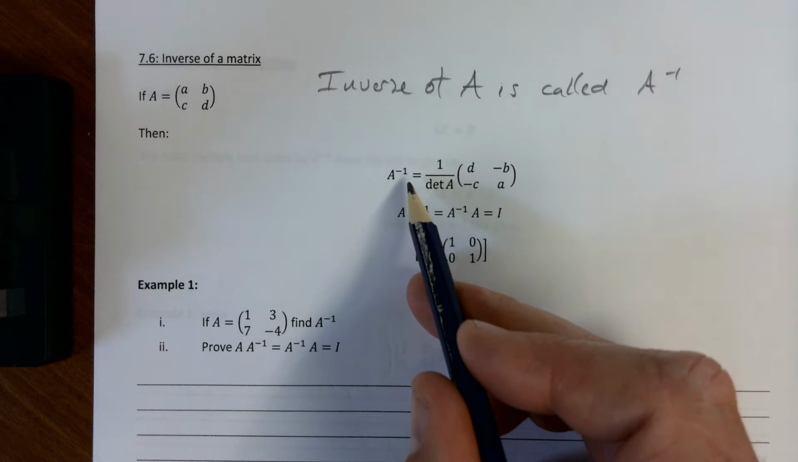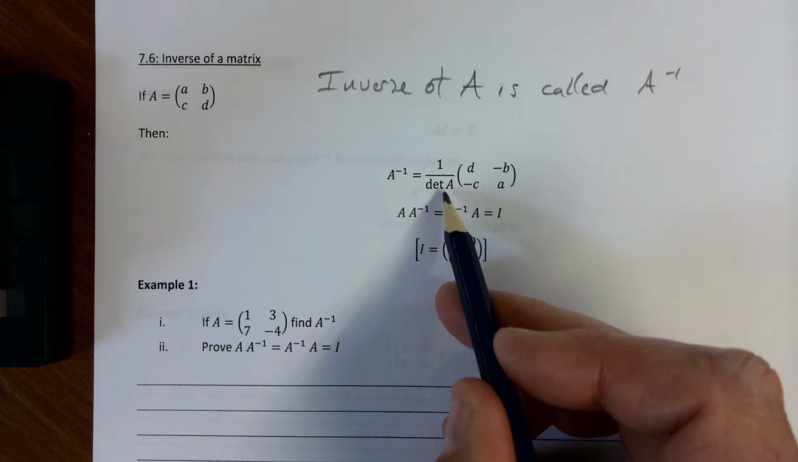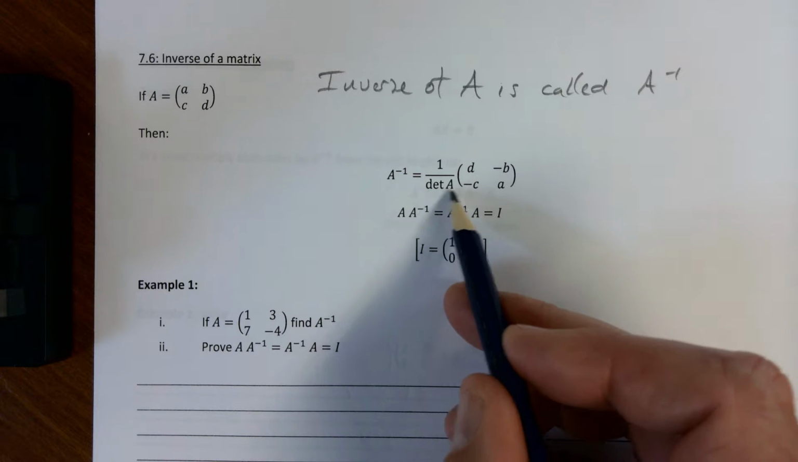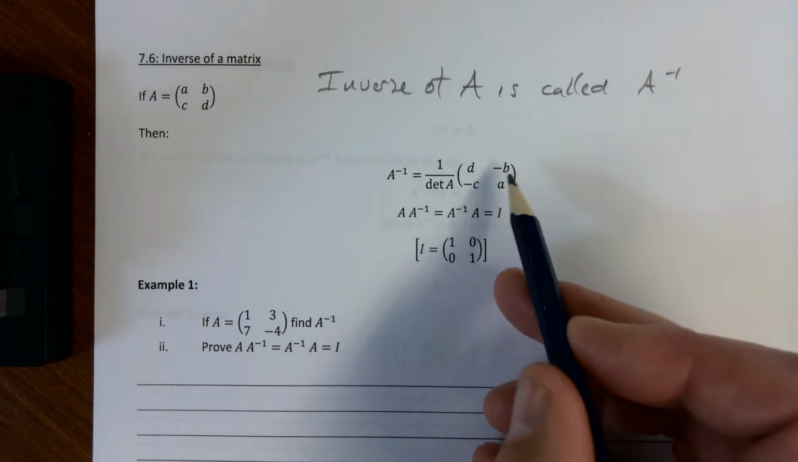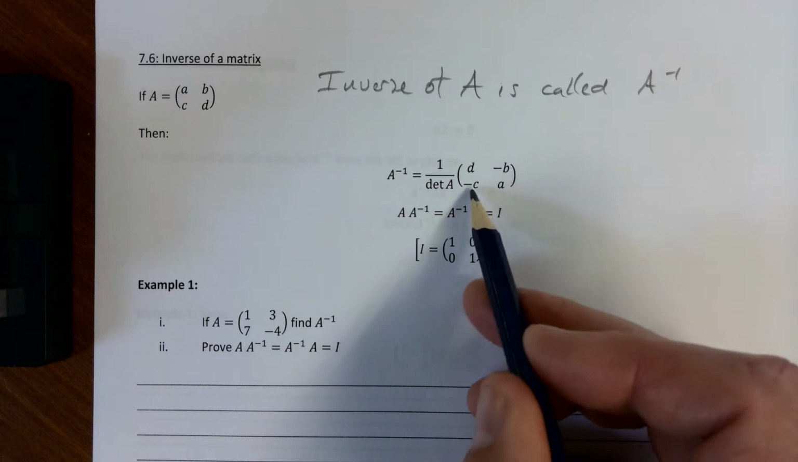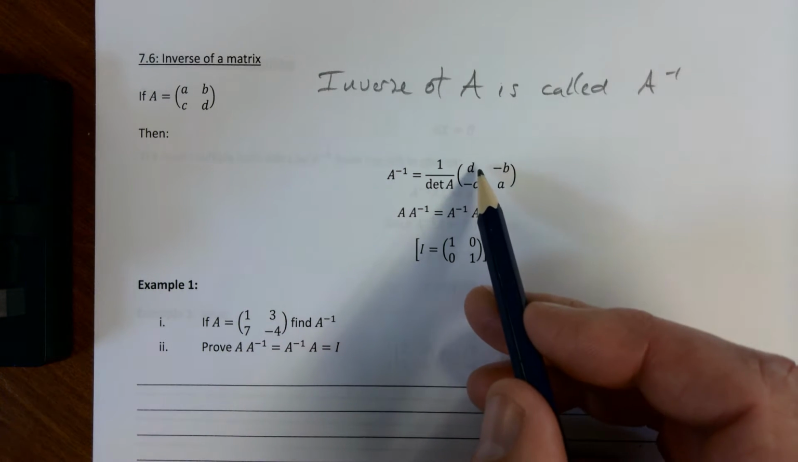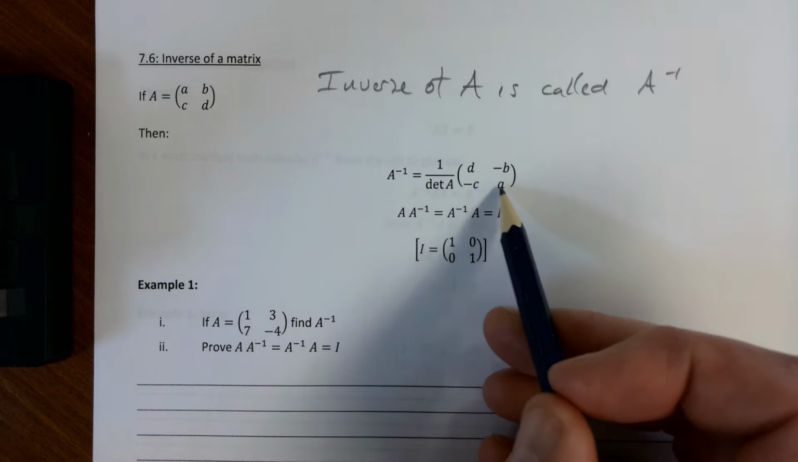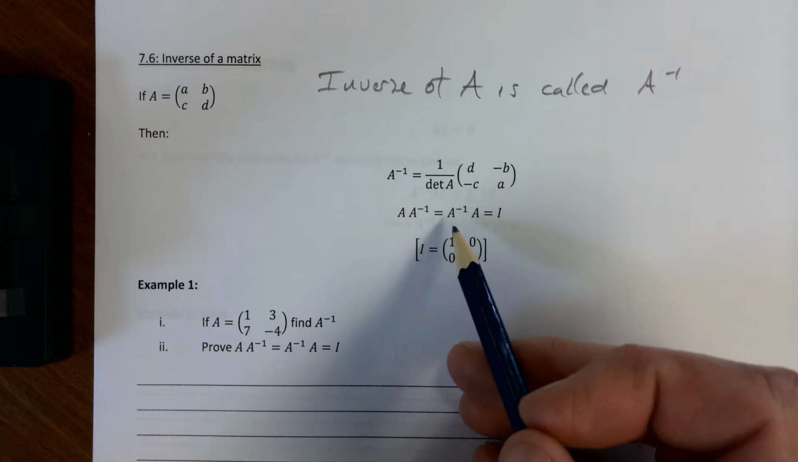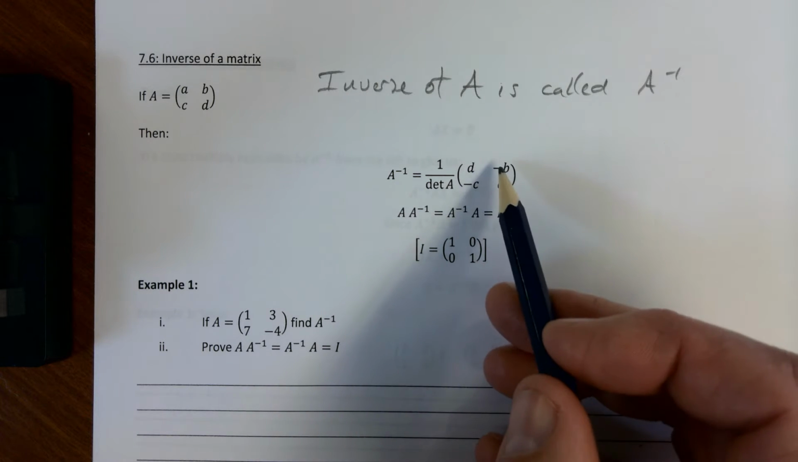Then A to the minus 1 is going to be 1 over the determinant of A, we did that in the last video, times (D, minus B, minus C, A). So what have we done? If it was A, B, C, D, we've changed around the A and the D, and we've changed the signs of these ones. So that's how you find the inverse of a matrix.